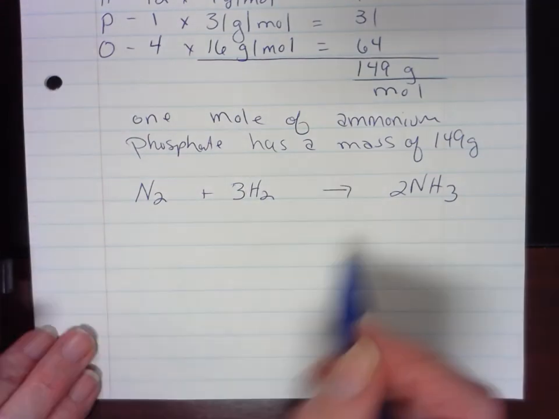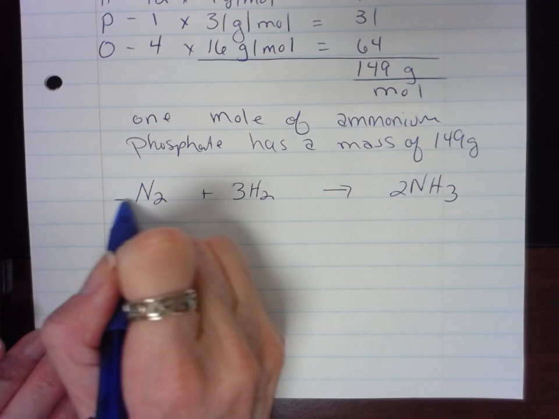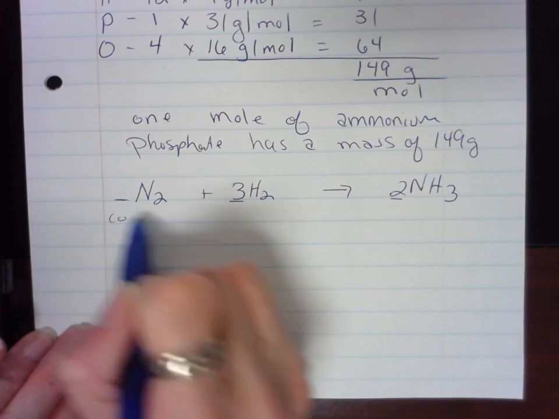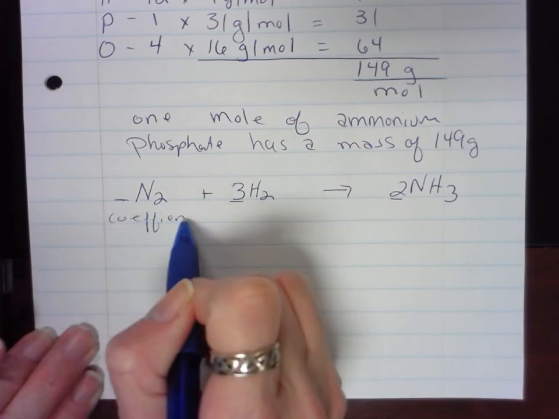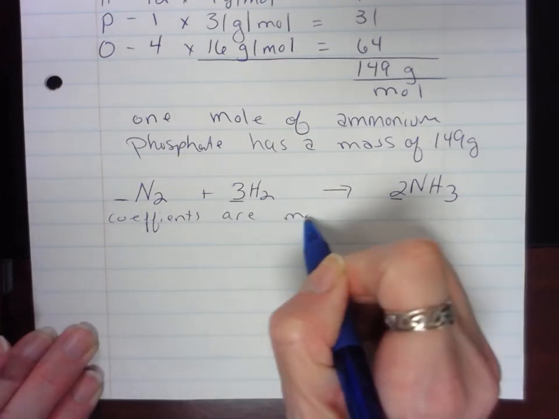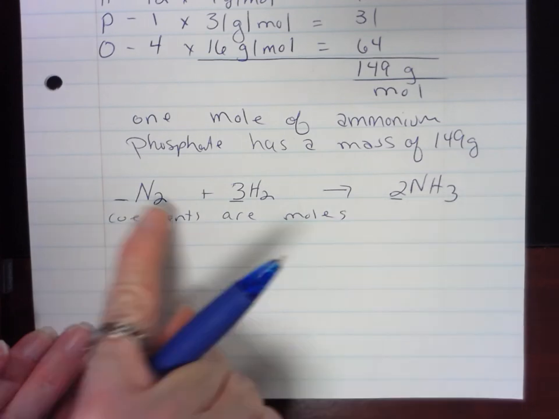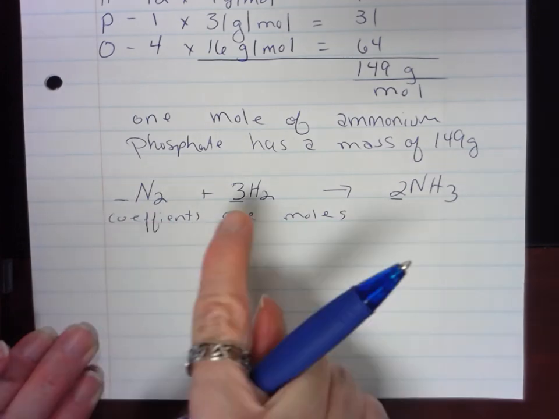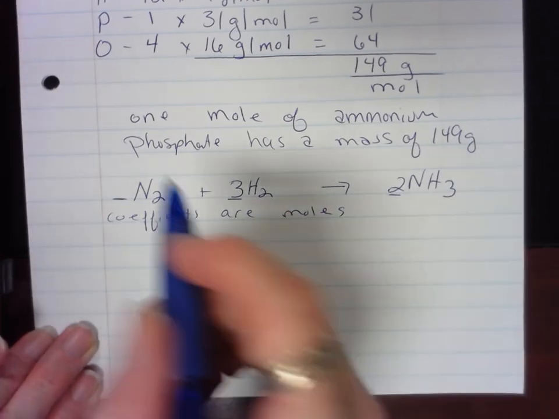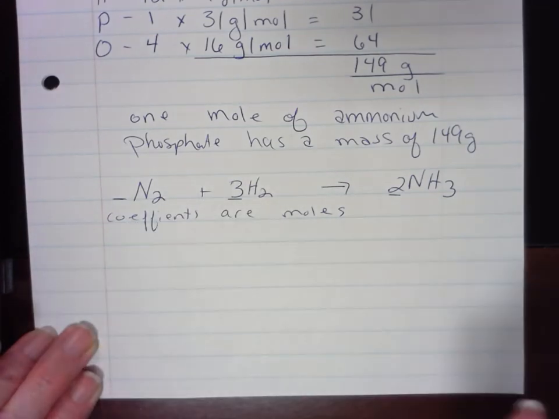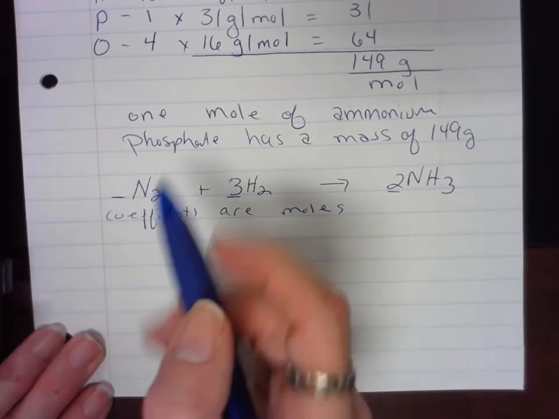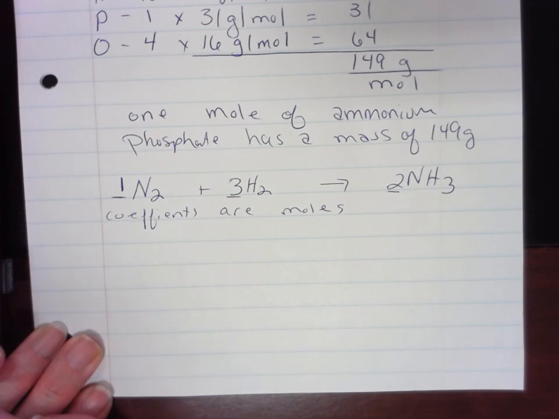Now remember, these numbers here are moles. Your coefficients are moles. I know I didn't spell it right, but you can figure it out. So that reads 1 mole of nitrogen gas plus 3 moles of hydrogen gas give you 2 moles of ammonia. Now, there are several mistakes that people will make with this, to be honest with you. The coefficient here is a 1. The coefficient here is a 3. The coefficient here is a 2.